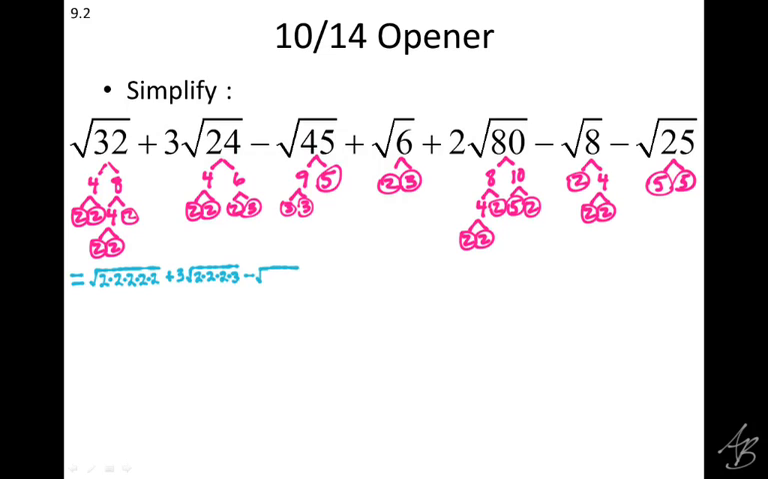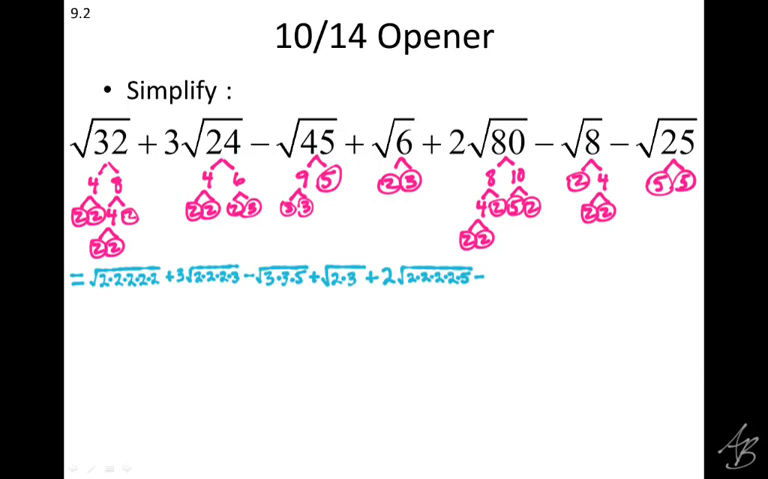So instead of 45, we're going to have 3 times 3 times 5. All right, and then plus the square root of 6. So instead of 6, we're going to have 2 times 3. Next one, we have another coefficient. Don't forget about that. So we've got the 2 out front. And then for the square root of 80, we're going to have 2 times 2 times 2 times 2 times 5.